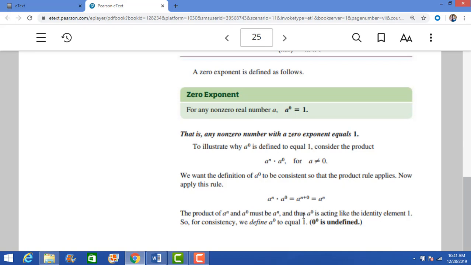Okay. Now also, 0 to the 0 is undefined. So the product of a to the n and a to the 0 must be a to the n, and thus a to the 0 is acting like an identity element, 1.